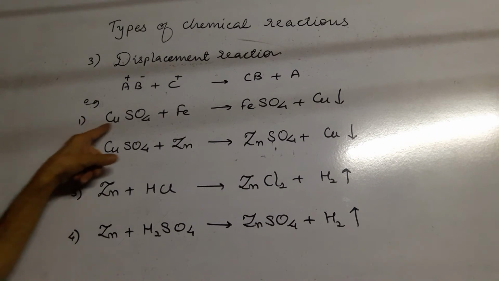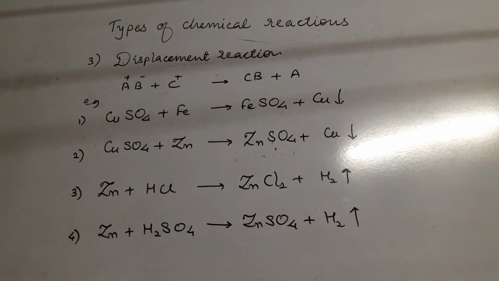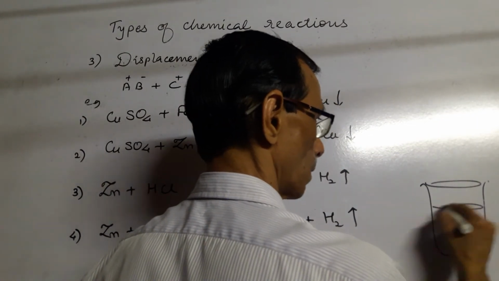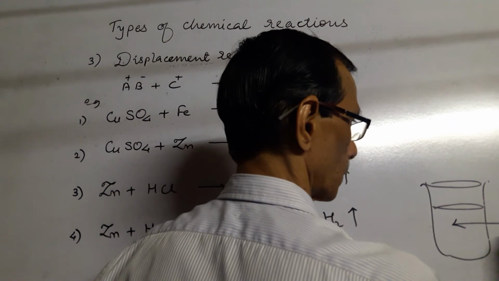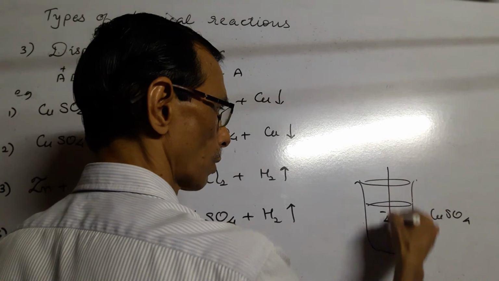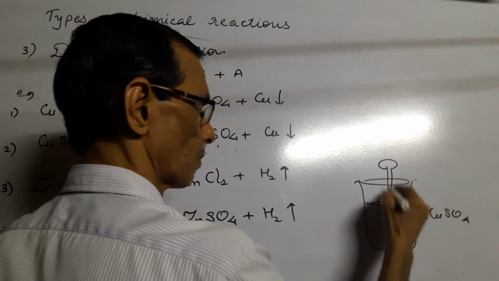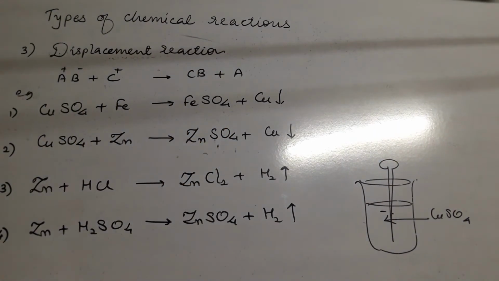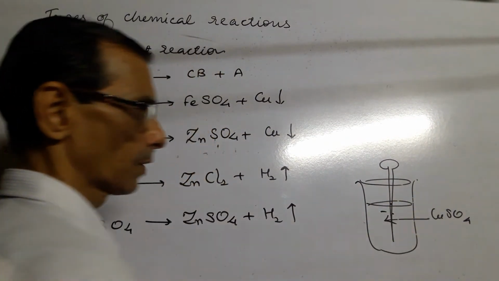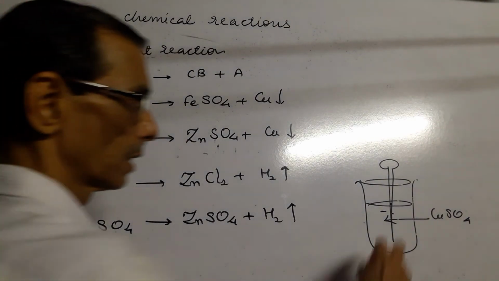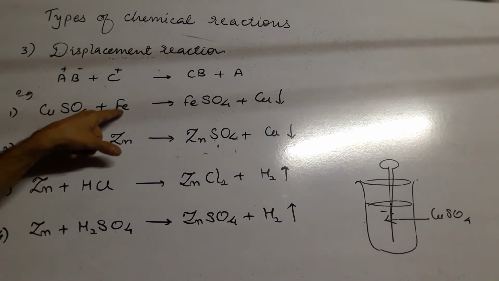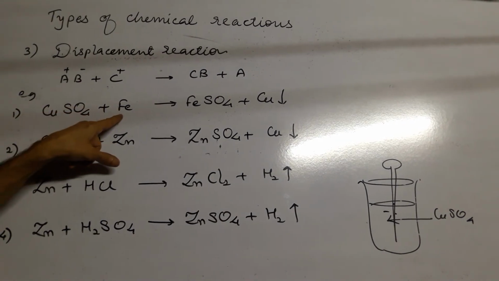For example, copper sulfate and iron. If you take copper sulfate solution in a beaker, and if you put an iron rod or iron nail in this, you find after some time the part of the iron nail which is immersed in copper sulfate has turned reddish in color. That means here copper sulfate and iron, we know the iron is more reactive than copper, and that's why it takes the place of copper.